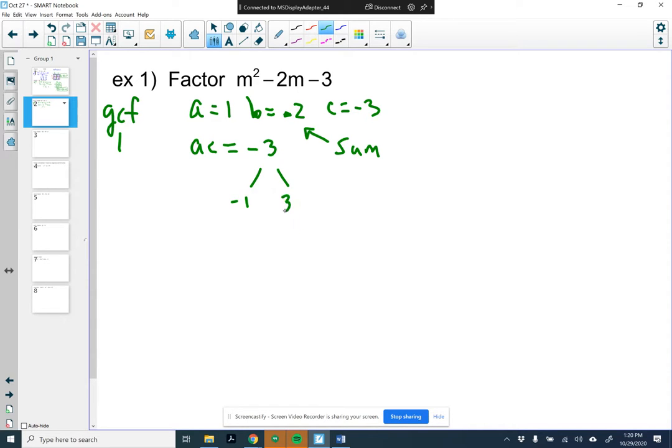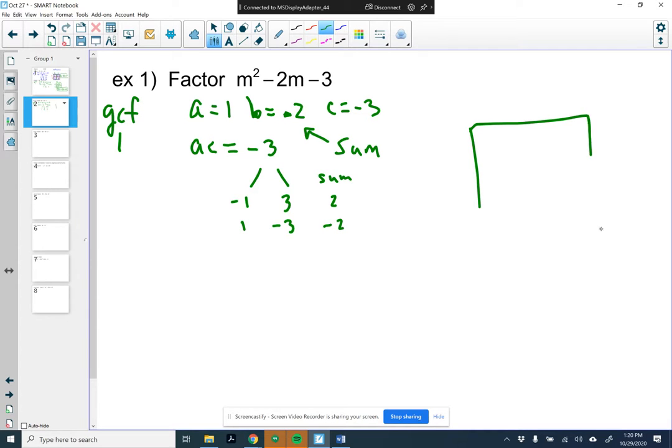Negative 1, positive 3. I need a negative and a positive to get a product that's negative. So negative 1 times 3 is negative 3. But the sum there is a 2, and I need a negative 2. If you're off by just a positive or negative sign, and you have opposites here, I think we have a negative 1 and a positive 3, just switch them, and the sum will be what you need. So we have a 1 and a negative 3.